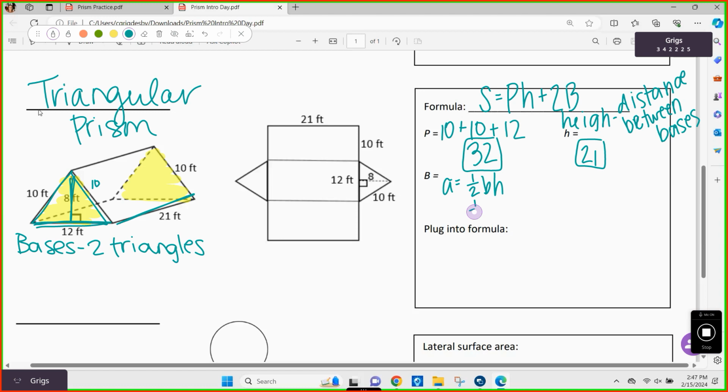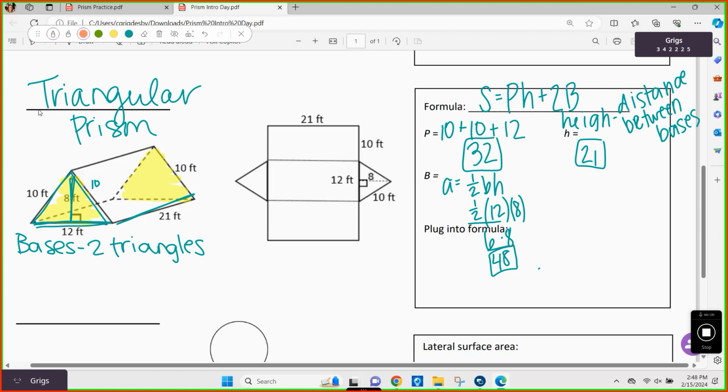So I'm going to say 1/2 times 12 times 8, and solve it like GEMS, multiplying left to right. 12 divided by 2 is 6. And then 6 times 8 is 48. Do I have what I need to plug into my formula now? Yes.